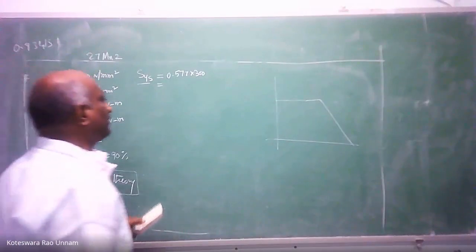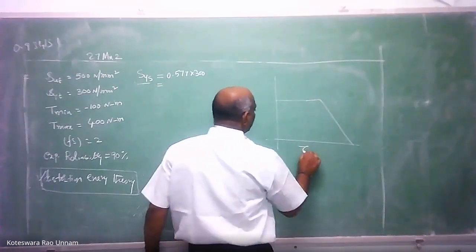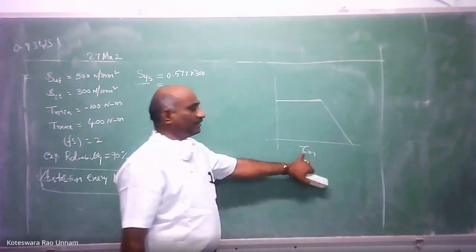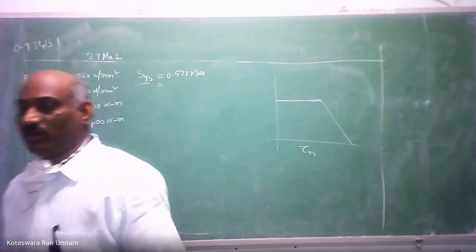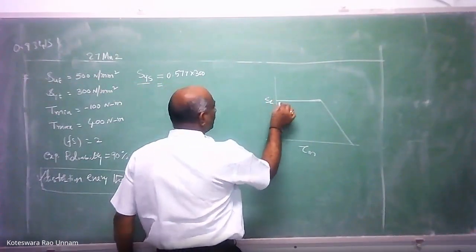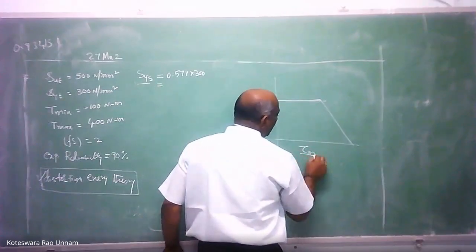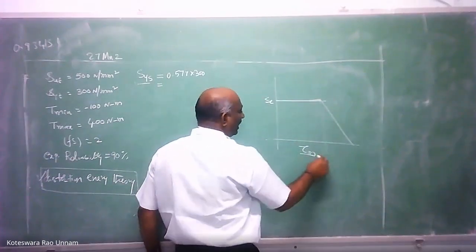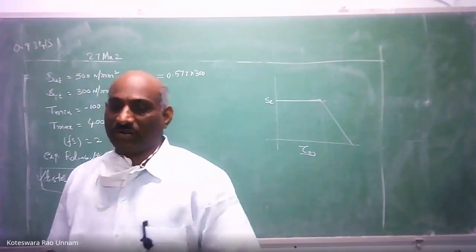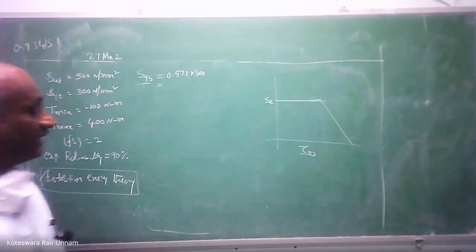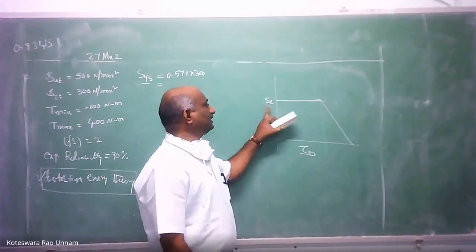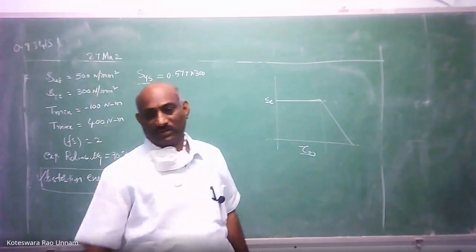Why is it different? Because for tau m, you can see it is a horizontal line. That means the mean shear stress is not going to have any influence on your SE. This is your SE. So SE is constant, whatever the tau m value, up to a certain value of tau m. So this is independent of tau m. That means it is not influenced by the mean shear stress. It is only a function of the amplitude shear stress.